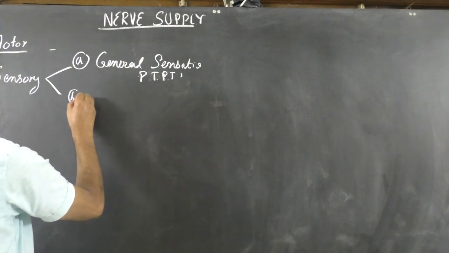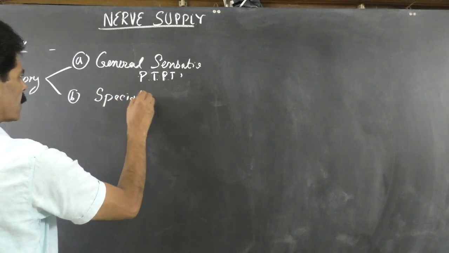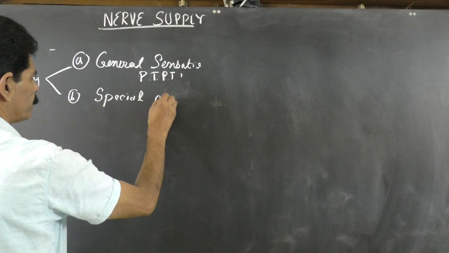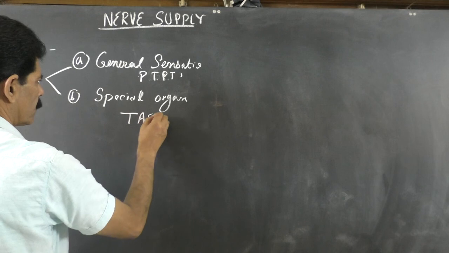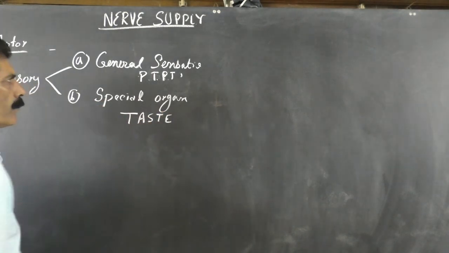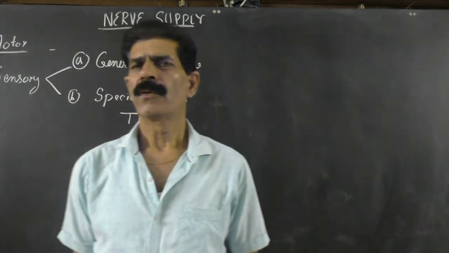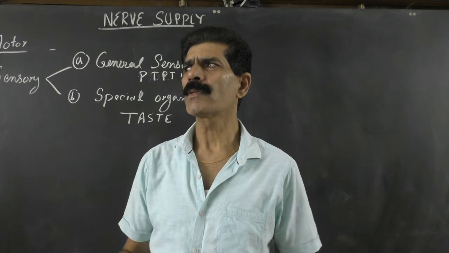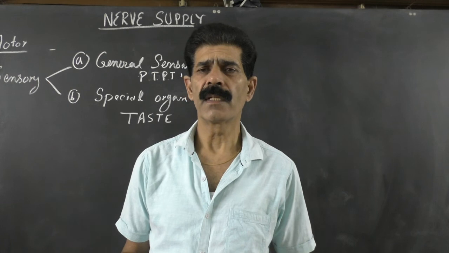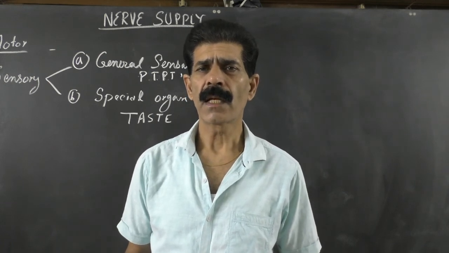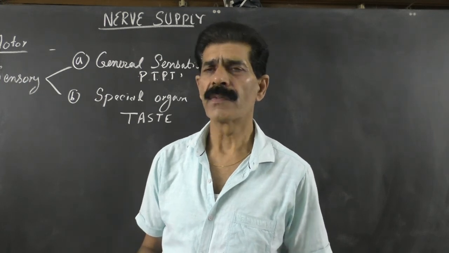And the second type of sensation is special. The special sense organ is the tongue, and it is for taste. And it is different on the basis of embryology. There is an embryological basis that different parts of the tongue have different nerves which carry the taste sensations as well as the general sensations.